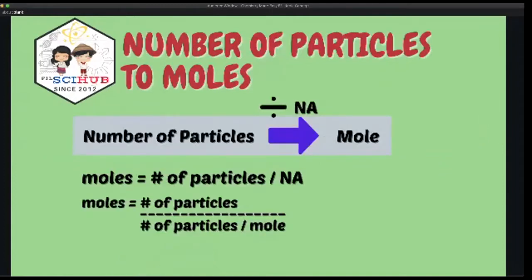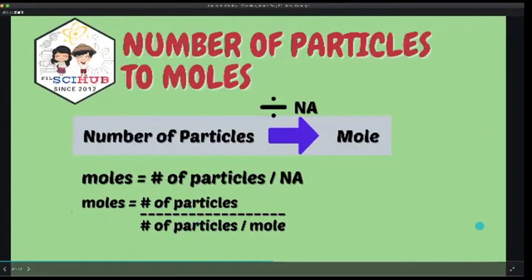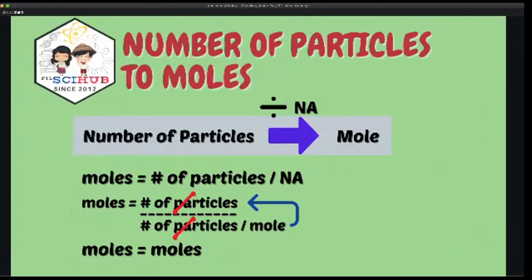Say for example, number of particles to moles, you have to set it up, divide by the Avogadro's number. And this is how your equation should look. So to calculate the amount of a substance in moles, you have to divide the number of particles, so it could either be molecules or atoms, by the Avogadro's number. So again, dimensional analysis, this is how you set it up. Dapat at the end of the day, you are gonna get the right units.